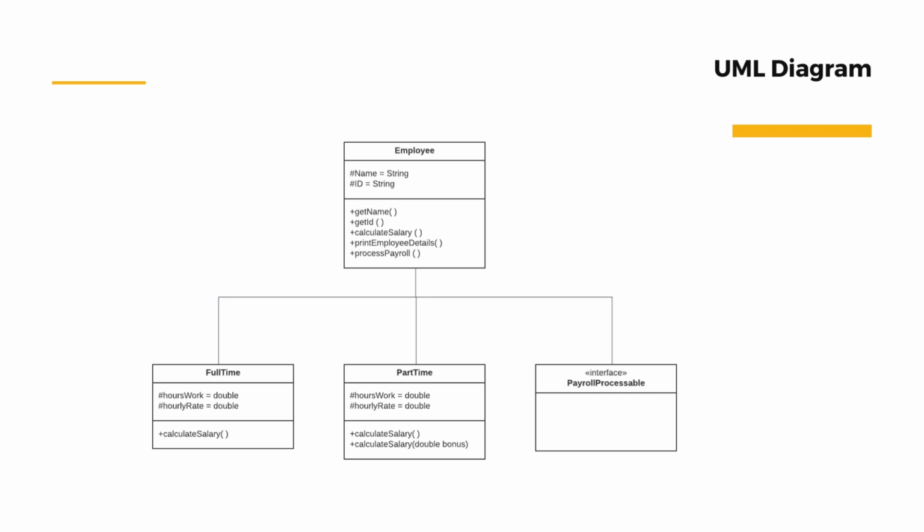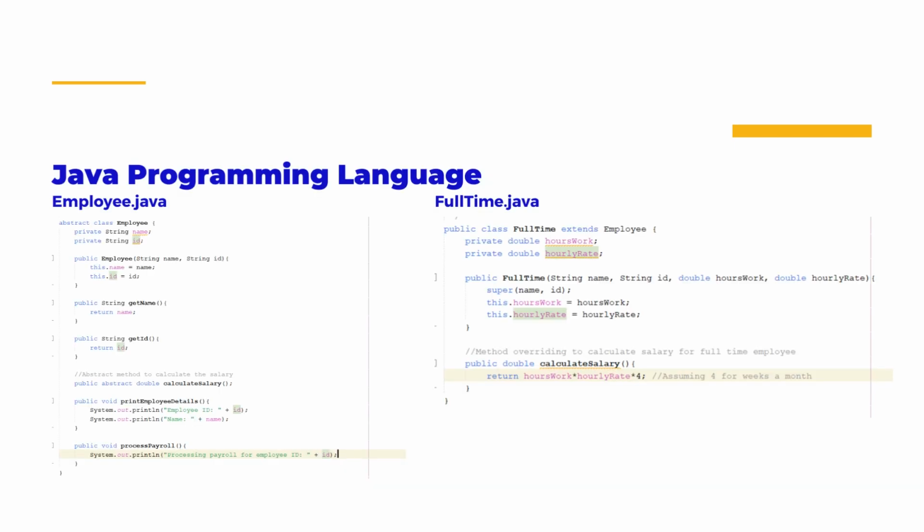And I make the interface, PayrollProcessable, and I make the thread. I want to explain one by one from the Java programming language. The first one is Employee.java.